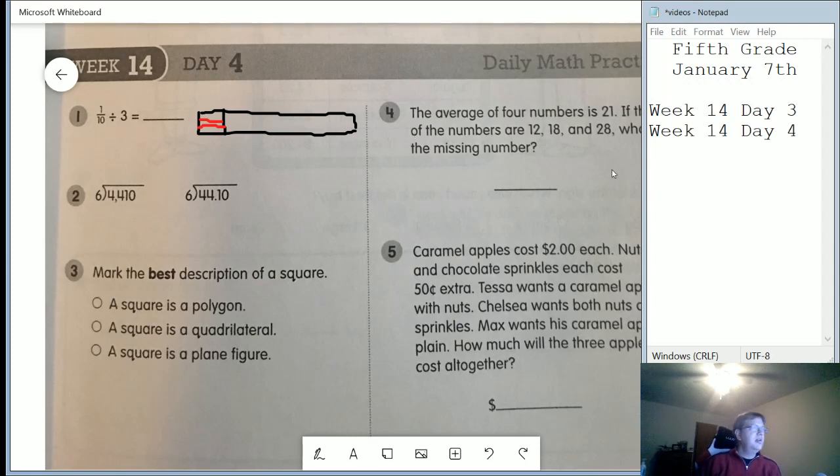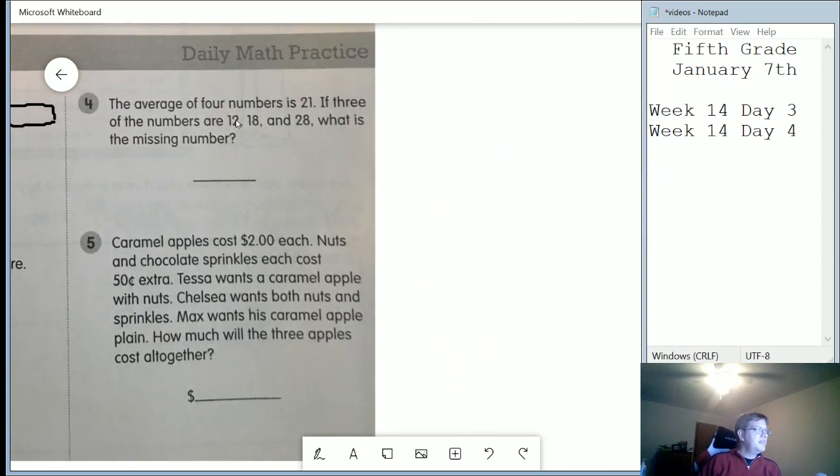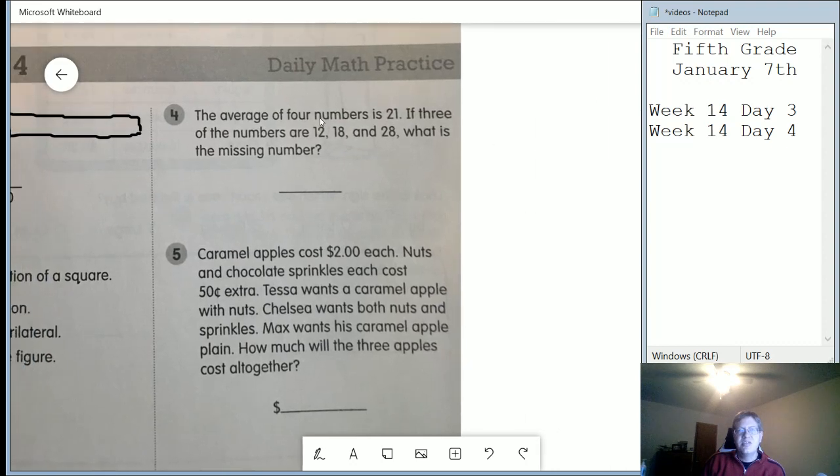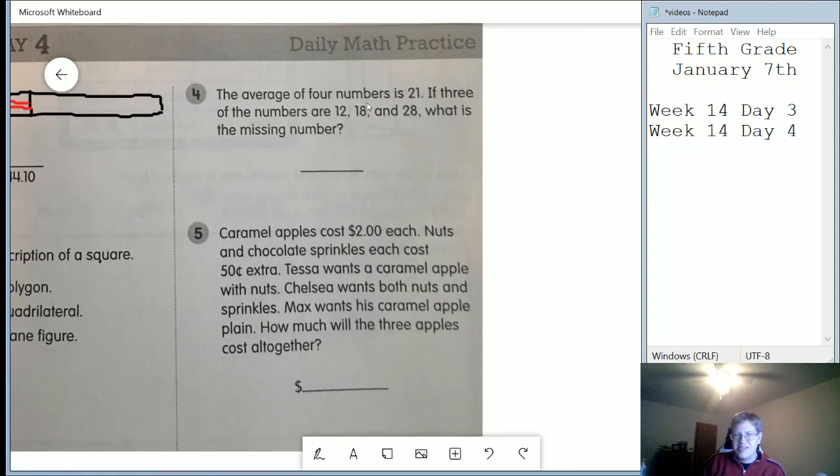Number 4, we want the average of 4 numbers is 21. If the numbers are 12, 18, and 28, what is the missing number? So what we can do is figure out what 4 times 21 is, and then add these 3 numbers together, and then subtract our answer from this part minus this, and that would give us our number. We will do lots of this in 6th grade. So if you're a little stumped on this, you can rewind the video again and listen to me explain those 2 steps and how to find those numbers, and then we're subtracting to find our answer.